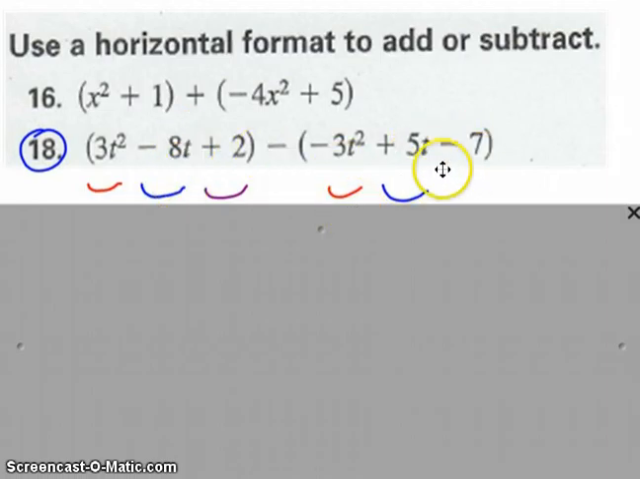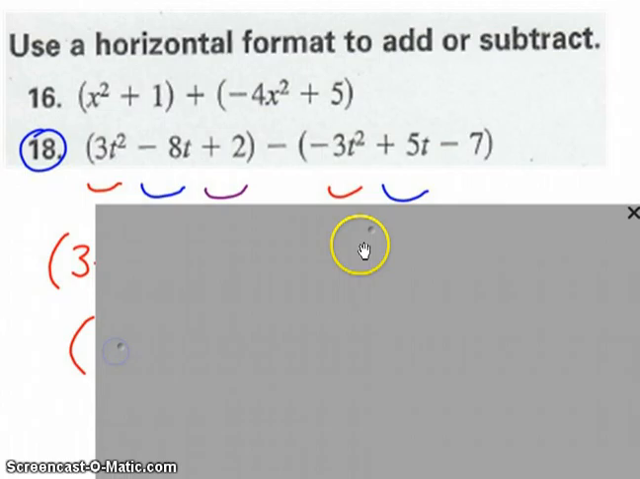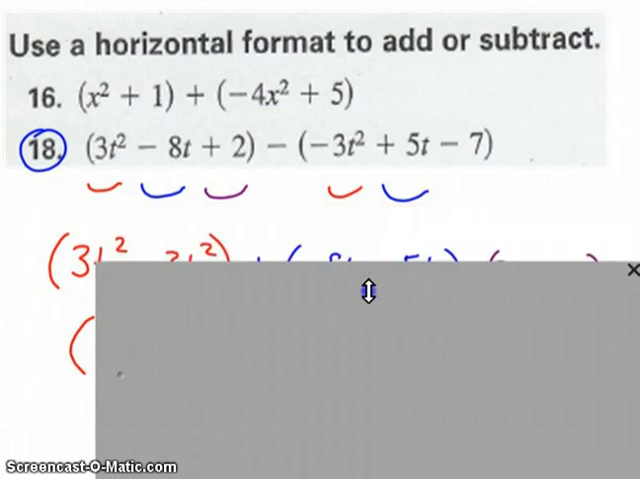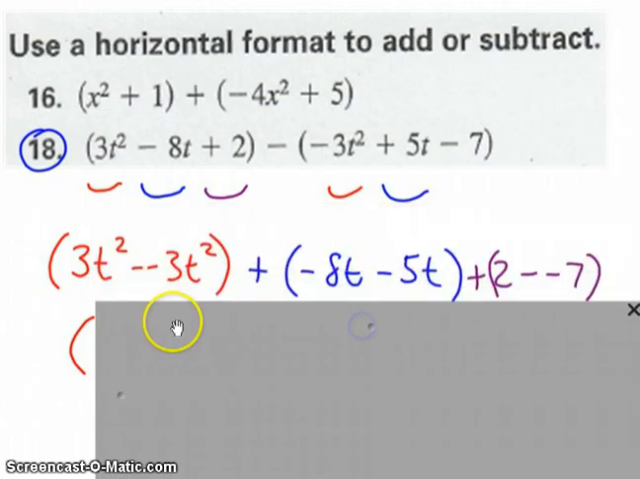I don't know why I made a mistake, I guess. I didn't underline that in purple over here, but the 2 and the negative 7 match. So I put the reds together first. And I'm going to have, let's just do it all the way out and you'll see everything. I'm going to have 3t squared minus 3t squared, because there's a minus and another minus.